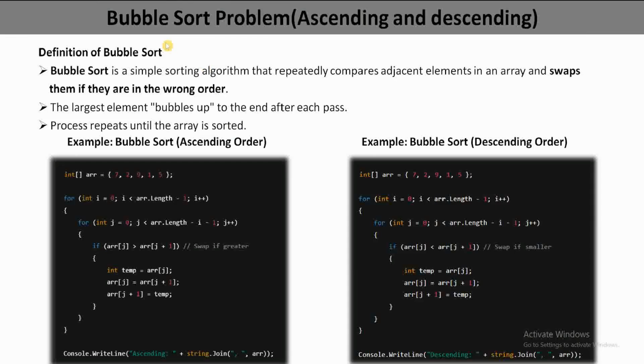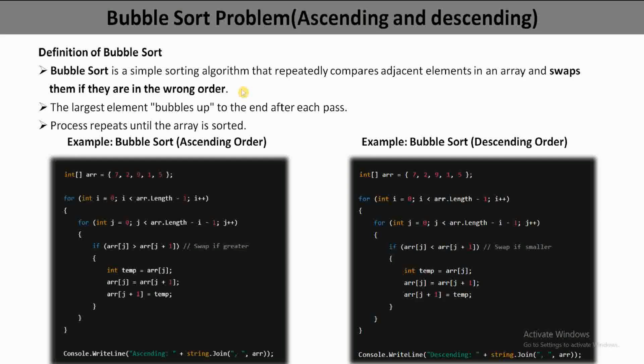Next topic we have the bubble sort problem, ascending and descending order. So what is a bubble sort? A bubble sort is a simple sorting algorithm that repeatedly compares adjacent elements in an array and swaps them if they are in the wrong order. So bubble sort is an algorithm which repeatedly compares the adjacent elements, meaning first and second elements. It compares both elements and checks if the first element is greater than or less than the other. According to ascending or descending order, it will swap the elements one by one if they are not in the right order.